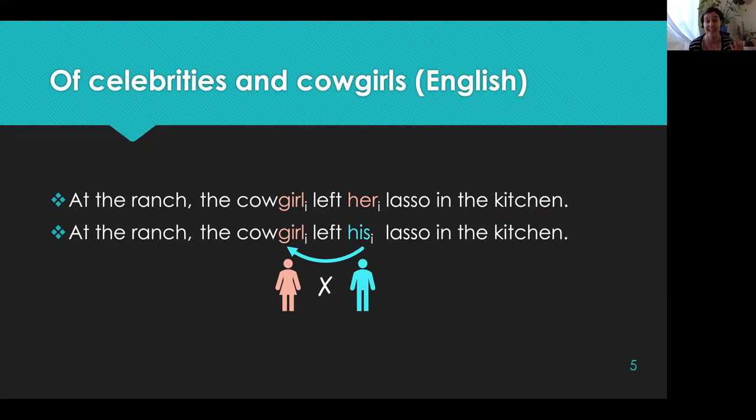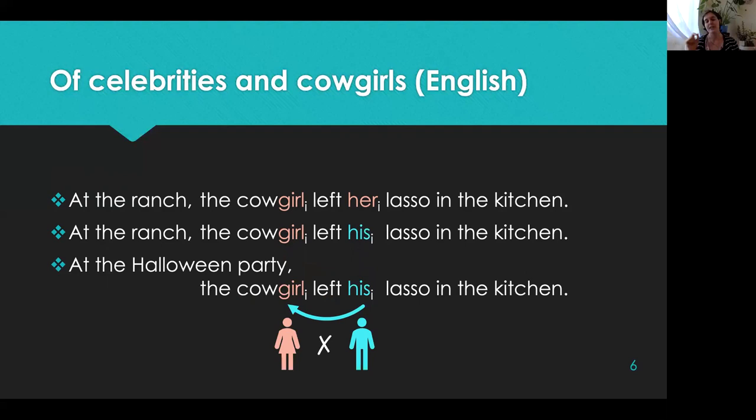People might be a little bit tripped up by this sort of sentence because cowgirl is definitionally female and his is the masculine pronoun, and those two things are different, so they don't match. So how can they co-refer? But we only need to change a really small component of the context of the sentence, not even the structure, and suddenly it's a little bit different. So: "At the Halloween party, the cowgirl left his lasso in the kitchen." The sentence "the cowgirl left his lasso in the kitchen" has remained the same, but by putting it in the context of the Halloween party, suddenly these two things make more sense to co-refer.